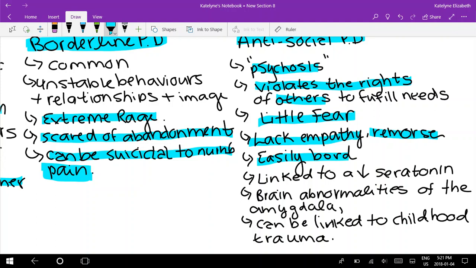Basically, this personality disorder can be linked to a decrease in serotonin levels. It can also be linked to brain abnormalities, such as in the fear center, which is the amygdala. If they have an abnormality in the amygdala, which is basically the fear center of the brain, that kind of accounts for why they have little fear. An environmental factor that can be linked to this is childhood trauma. So abuse can be linked to this personality disorder as well.